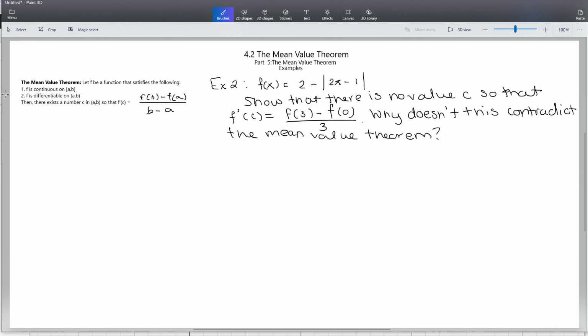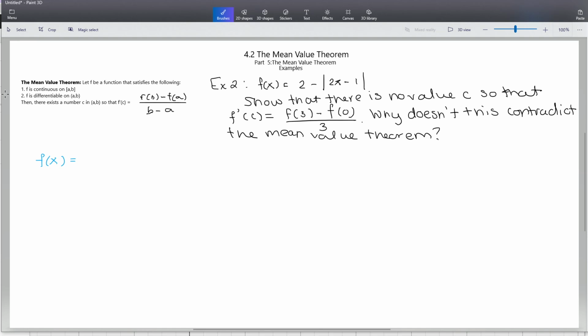Okay. So let's go ahead and look at this. The first thing we're going to do is try to show that there is no value c, so that f prime of c equals f of 3 minus f of 0 over 3. So let's look at f of x written as a piecewise function, so that we can actually tell what's going on here.